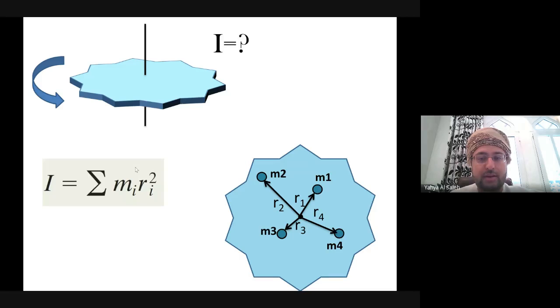I'll redraw the exact same diagram. Now the question is, okay, how do I find the moment of inertia of this thing?